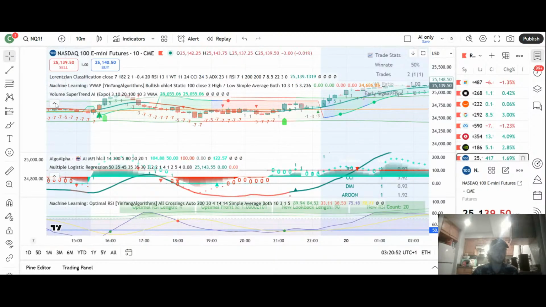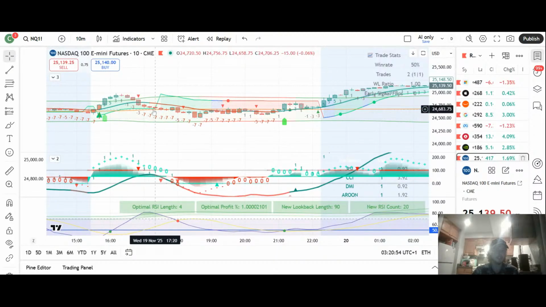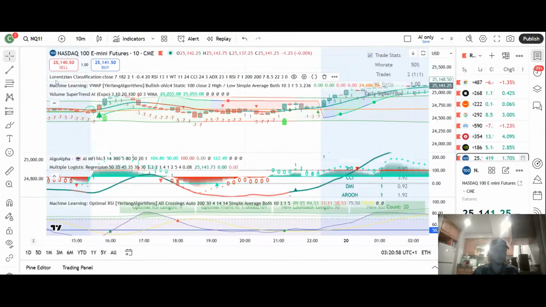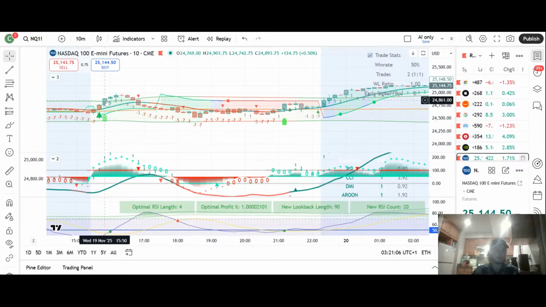VWAP is always good to have to know if it's bearish or bullish. This is the line right here, this red. Turn it off, you can see which one it is, the yin yang machine learning. So here it goes above it, comes back down, it's a little bit oversold. It wants to come back to the middle point. Most of the time that is the area where VWAP is the strongest, so it's kind of like a pivot point. And yeah, that's one of the best parts about this one.